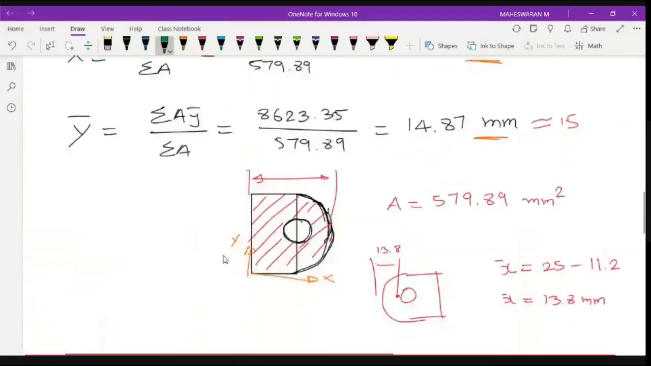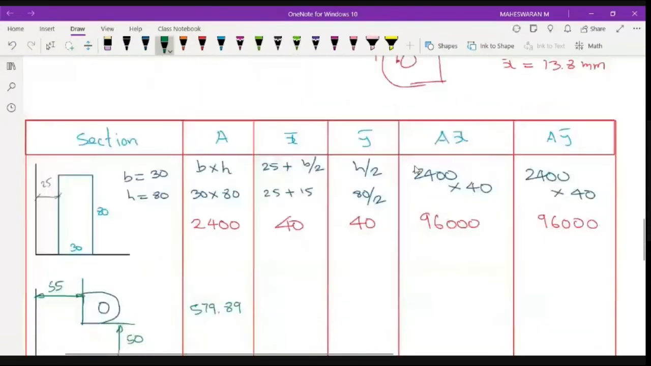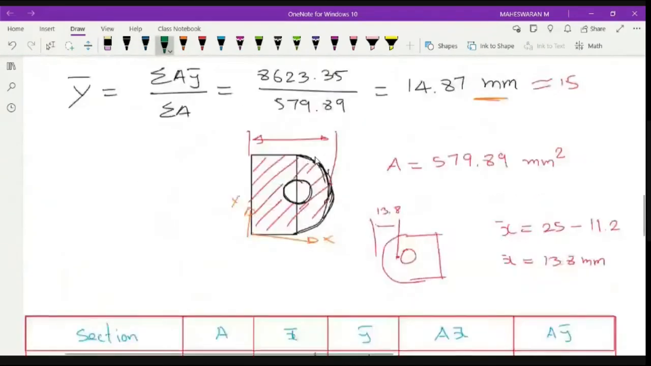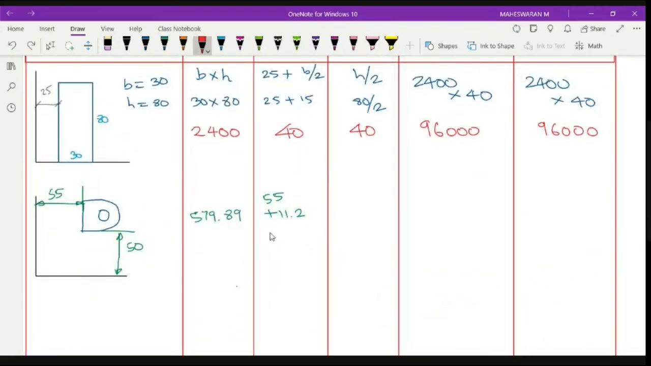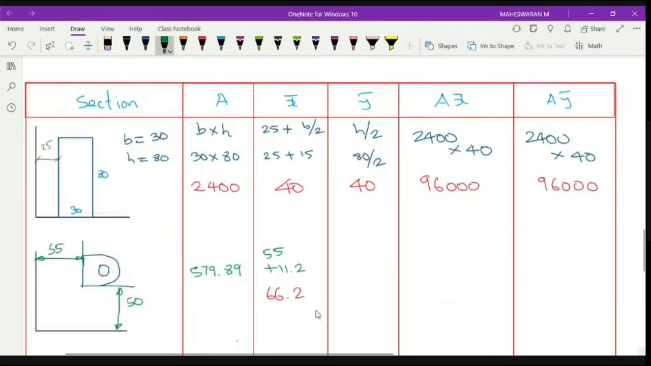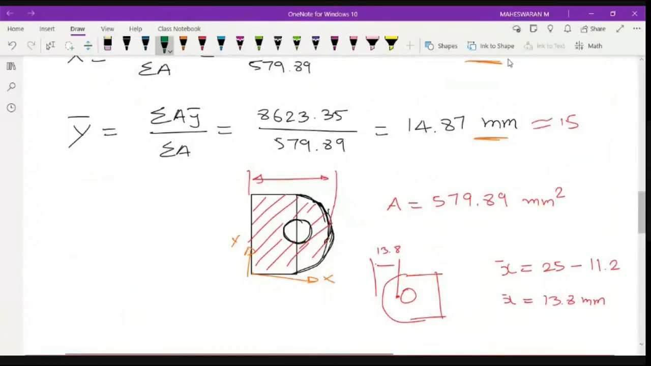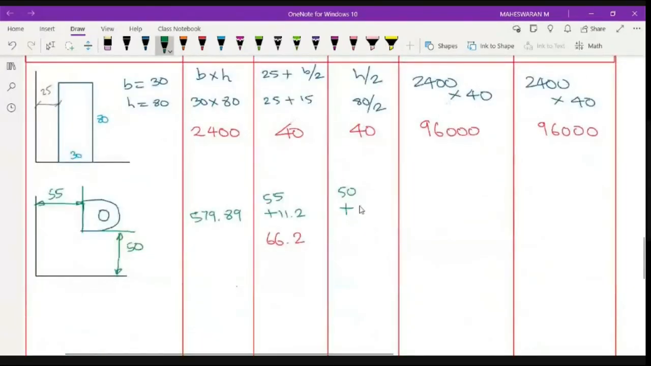X bar, you know that. What is your X bar? 11.2, but it has an offset distance of 55, so I have to add it. 55 plus 11.2, so you will get 66.2. Next, y bar has an offset distance of 50 plus Y bar of 14.87. Actually it has to be 15, but I'll write 14.87, it doesn't matter. So what is my total? 64.87.